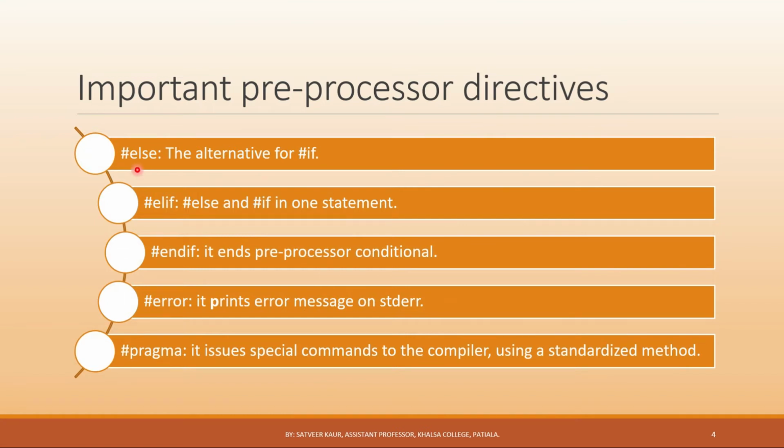The next one is #else, the alternative for #if. Next is #elif. That means #else and #if both are in one statement. Then #endif, it ends preprocessor conditionals. The next one is #error. It prints error message on standard error. And last one is #pragma. It issues special commands to the compiler using a standardized method.